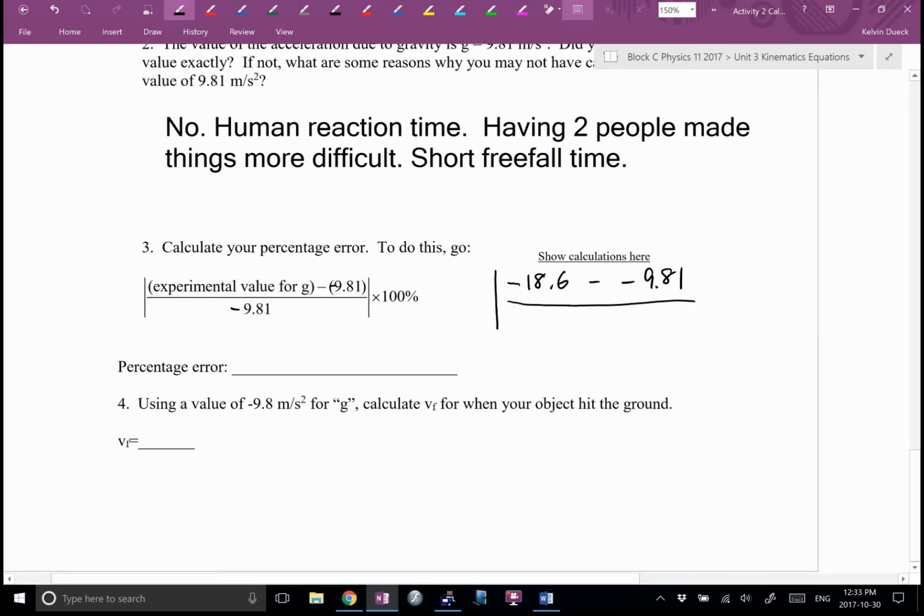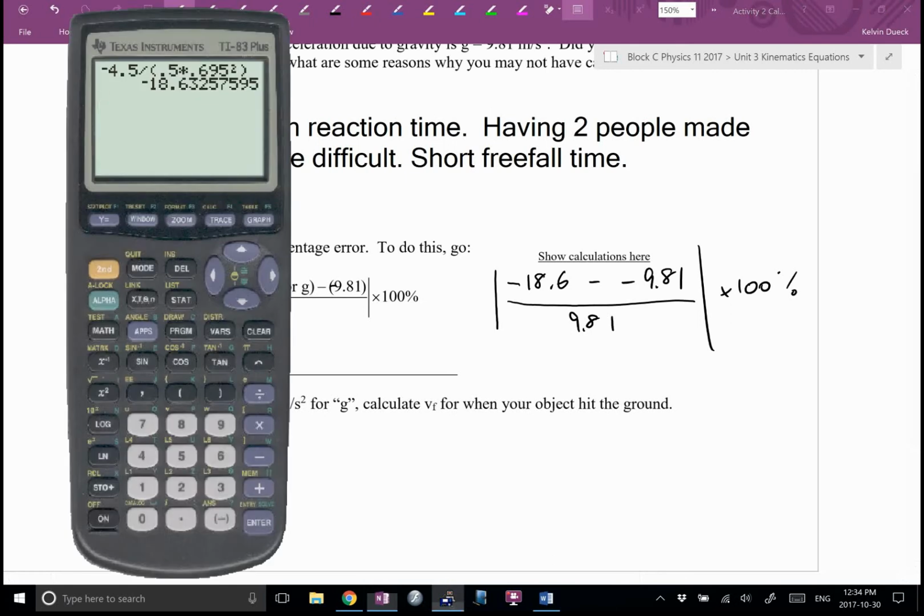And I'm going to divide by negative 9.81, except if I get a negative answer, I'm going to make it positive. That's what those absolute values mean. And then times 100 to make it a percentage. So that's how you're going to calculate your percentage error. So for Mateo and myself, negative 18.6, was it 18.6? Minus negative 9.81, close off the top, divided by negative 9.81.